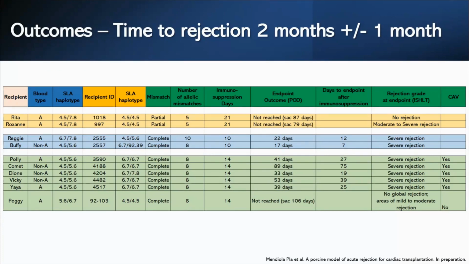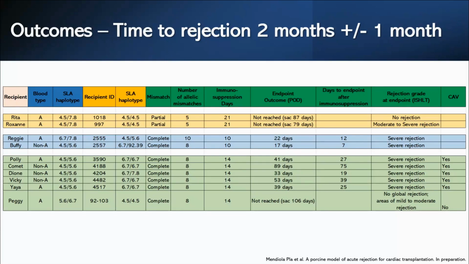Overall, we have determined that it's very controlled once we got the parameters down. So first, the first iteration at the top, we're showing the animals Rita and Roxanne, and these were partial mismatches with an immunosuppressive regimen of 21 days. And what we saw was that there was no rejection. The endpoint of no contraction was never reached in these animals.